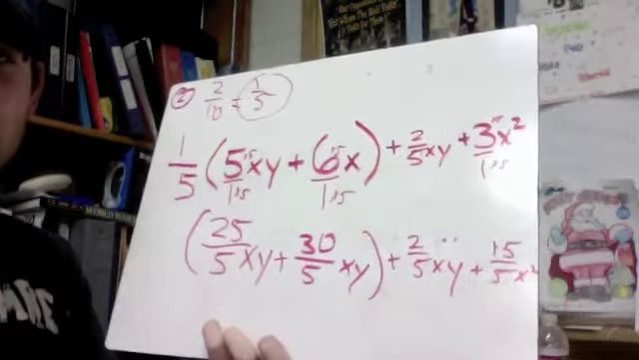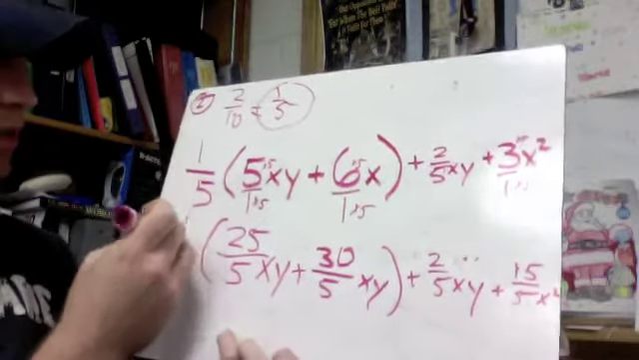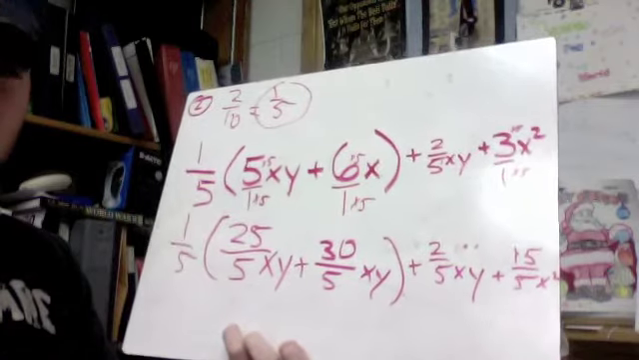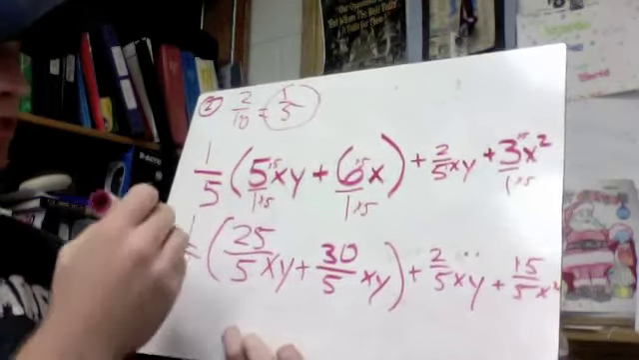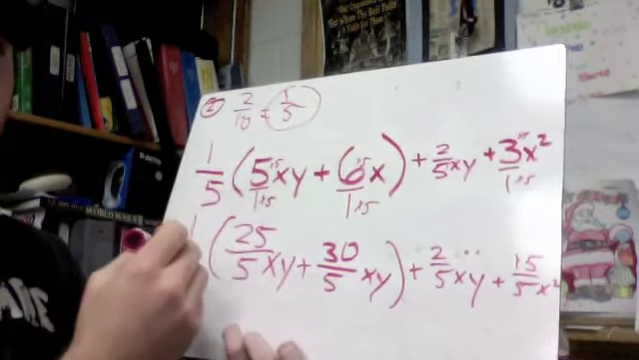So now we've got all our denominators the same. So we should be able to roll on this one. It shouldn't be too hard, I would think. So I'm timesing everything on the inside by 1/5.